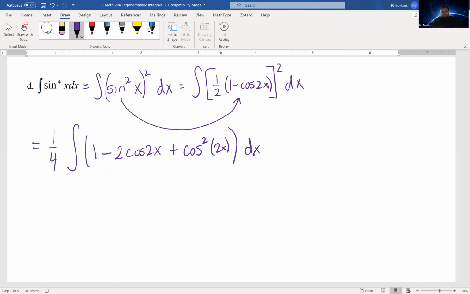Is everyone with me so far? Yes. Okay. So now I could technically break this into 3 separate integrals. The only one that's really going to give me any trouble is this guy. We just got done doing the integral of cosine 2x. That's not hard. But this cosine squared 2x looks a little strange. Anyone have any ideas of how we can manipulate that? Any suggestions?